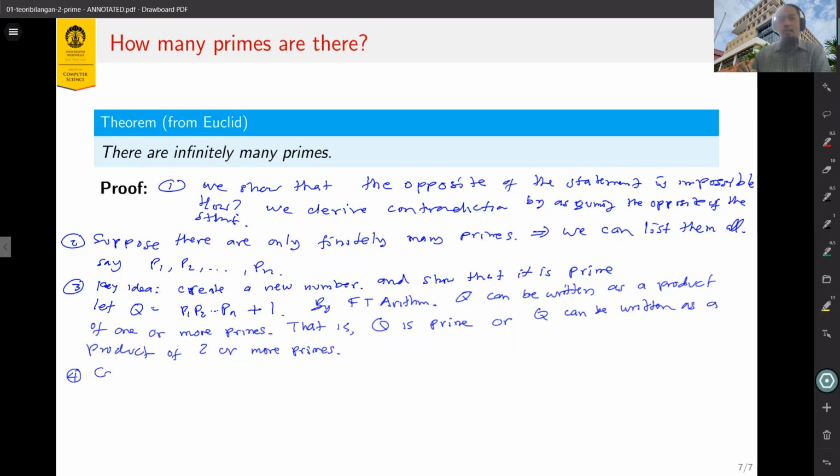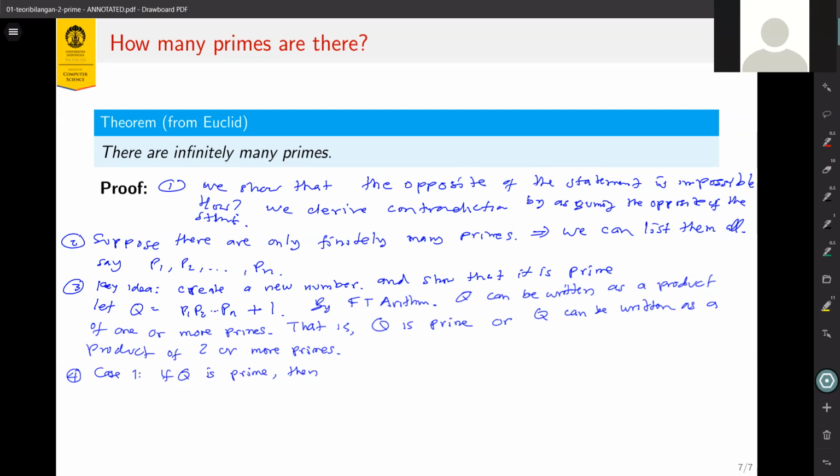The first case, if Q is prime, then what? Then what can we conclude if Q is prime? Do we have a new number? We do not actually list all the primes. Correct. So then we have a new number.